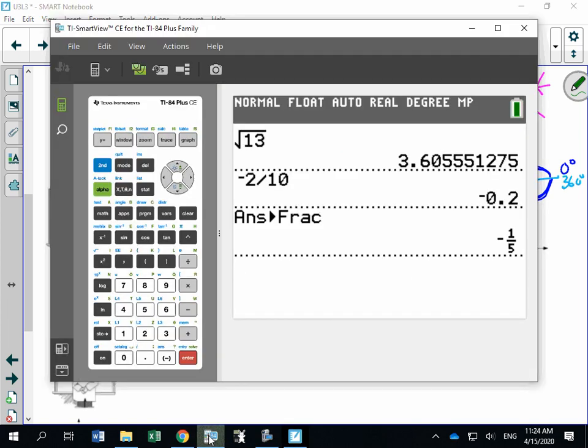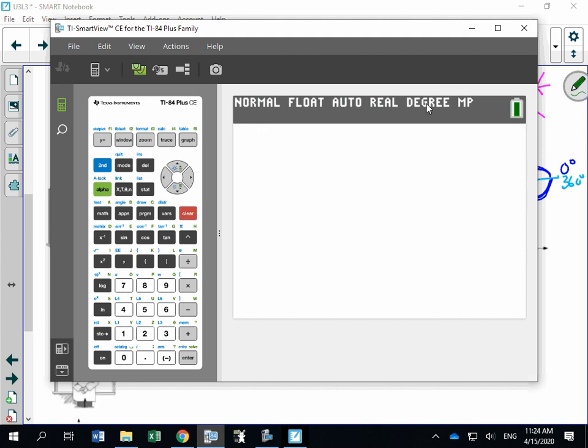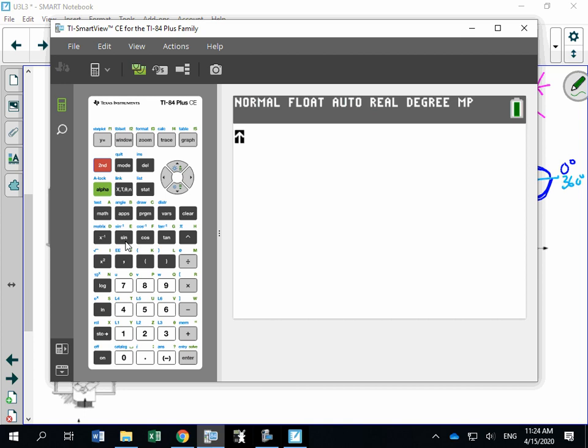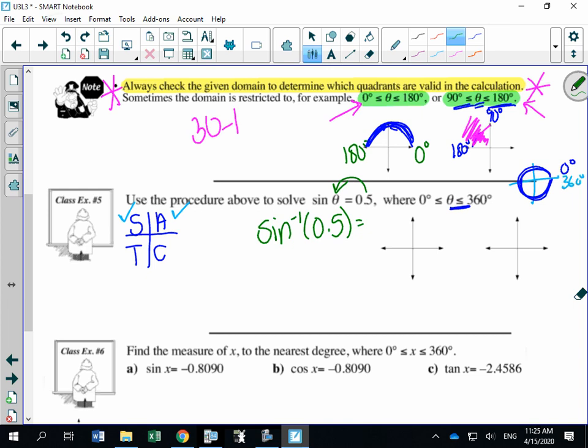So on my calculator, clear this, make sure you're in degree mode. To double check, type in the sine of 90 and you should get 1. So we're in degree mode. To figure out what my angle is, I'm going to type in second function sine of 0.5. And I get 30 degrees. So let's write that down, 30 degrees.